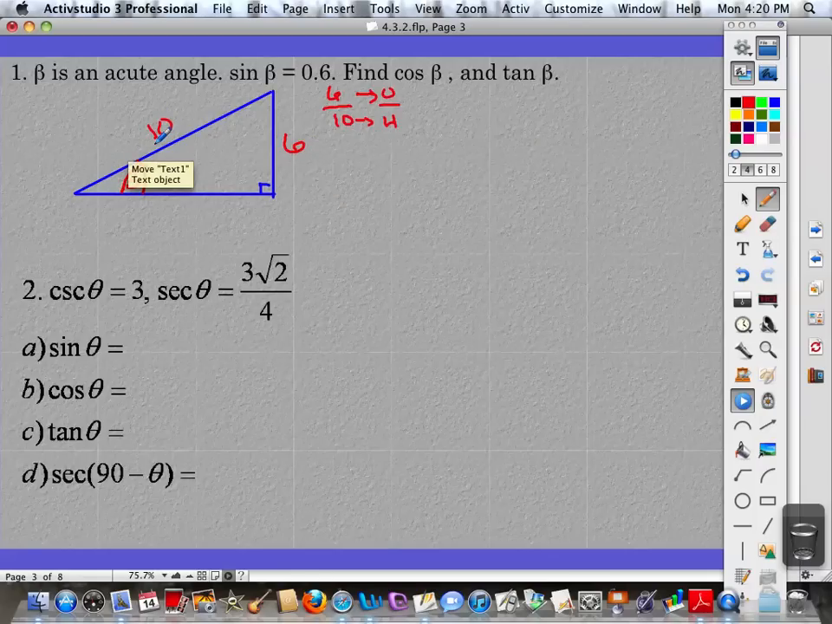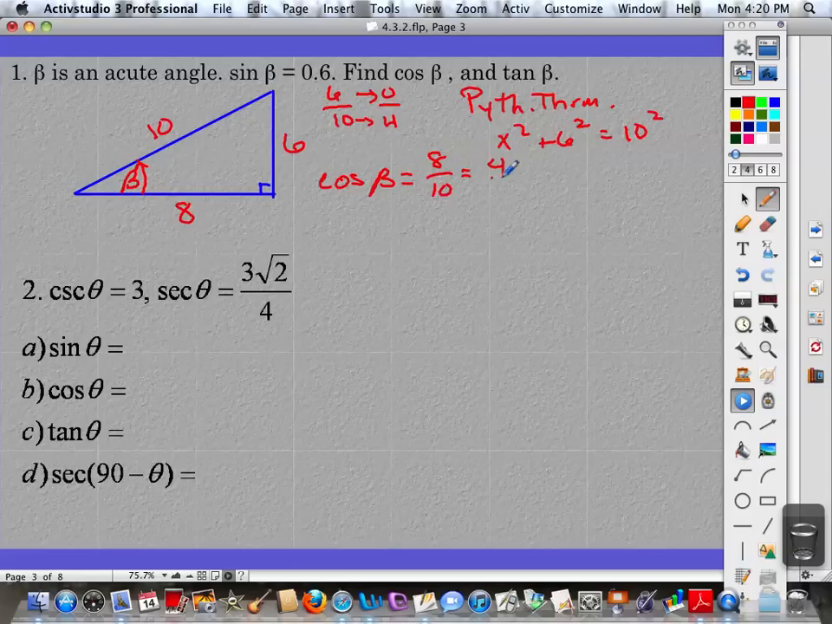And in order to find cosine and tangent, we need to know the remaining leg. So if we apply the Pythagorean theorem, we know that the remaining leg, and I'm just going to call it x, so x squared plus 6 squared is 10 squared. And if we solve that, we're going to come to find out that this remaining leg is 8. So the cosine of beta would now be the adjacent over the hypotenuse, which simplifies to 4/5. And the tangent of beta would be opposite over adjacent, and that's going to simplify to 3/4.